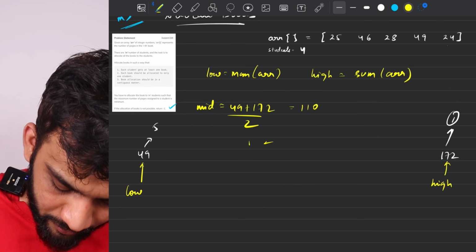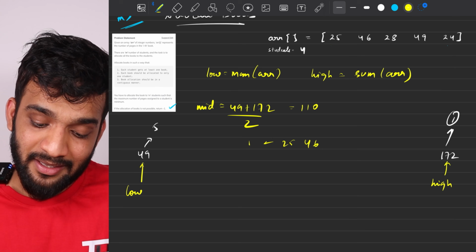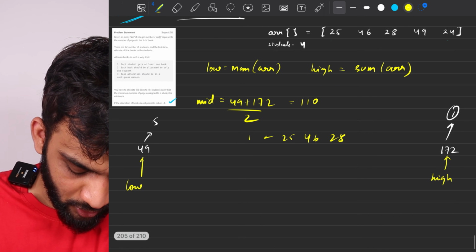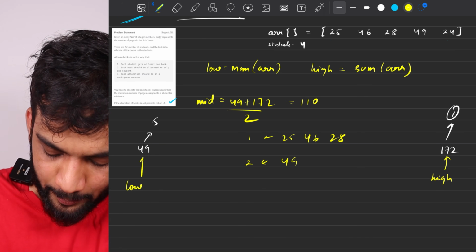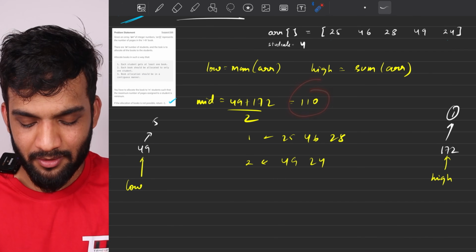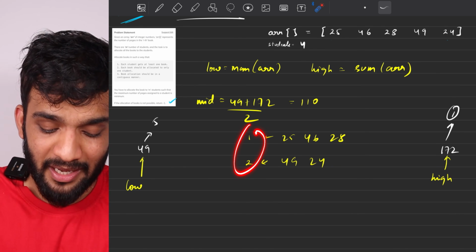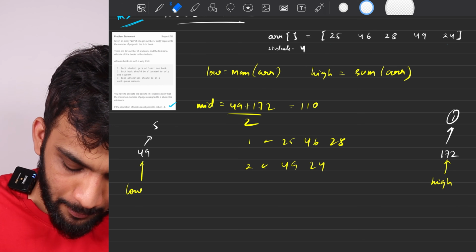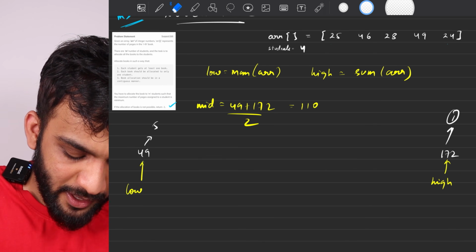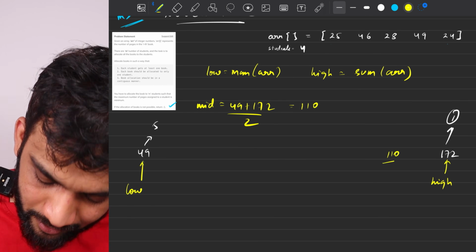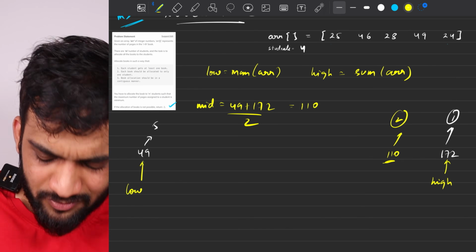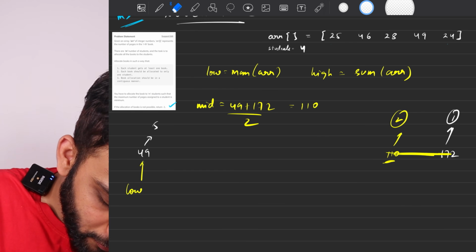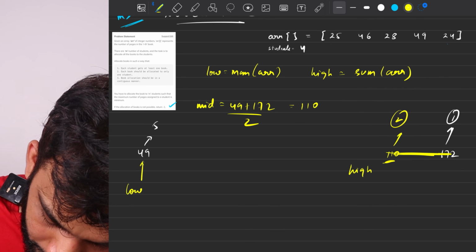Can I take 25? I can. Can I take 46? I can. Can I take 28? I can. Can I take any more? No. On student 2, can I take 49? I can. Can I take 24? I can. So if I keep 110, I'm able to do it with 2 students. But I need to do it with 4. It's less, so maybe I need to decrease the barrier. At 110, the number of students required was 2, so it doesn't work. Anything on the right is not possible.